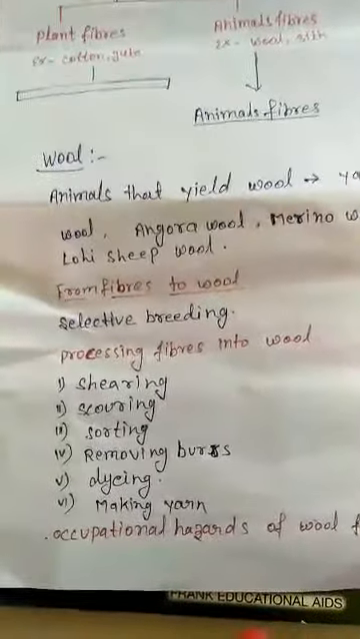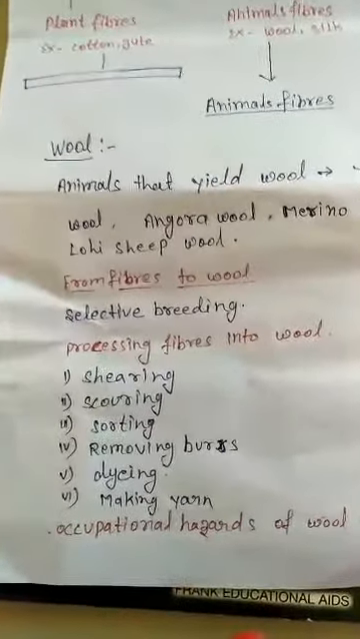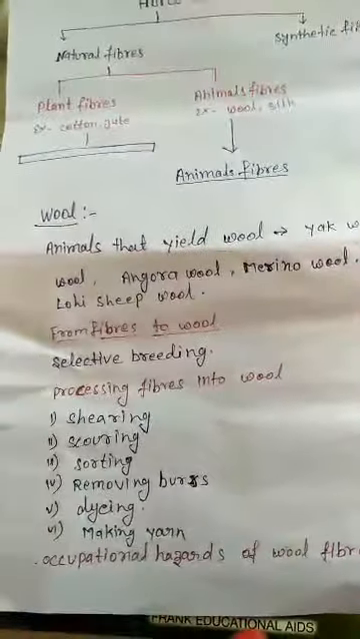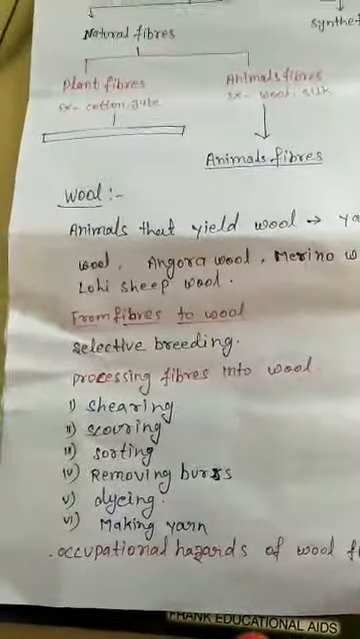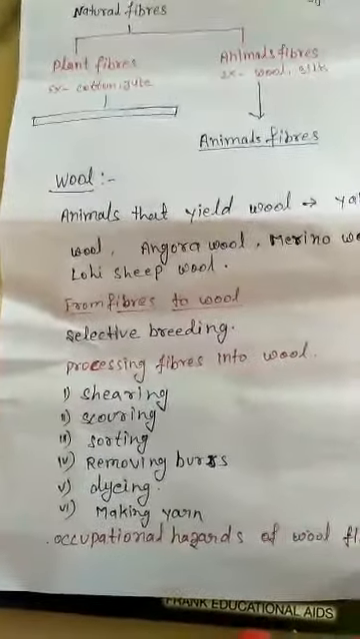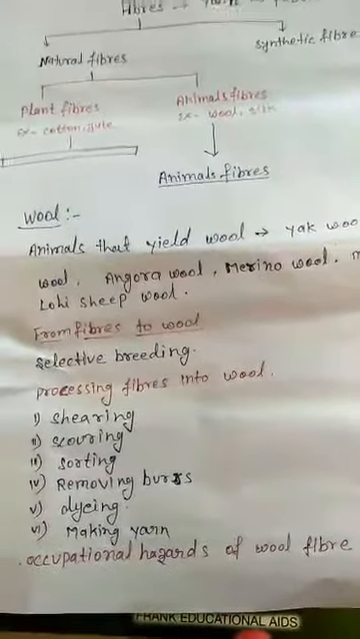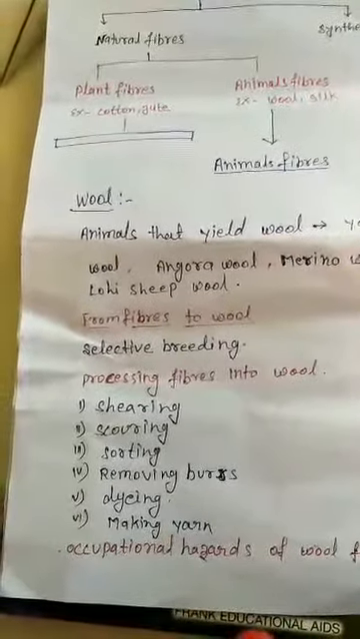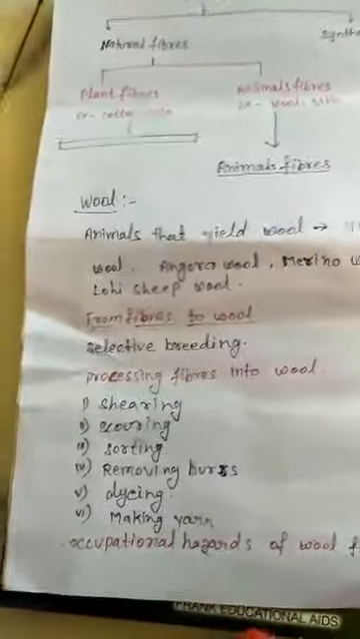Next is processing fibers into yarn. This is a very important process. This is the whole process by which we get wool from animal fibers. The first step is shearing. Shearing is the process of removing fleece or hair from the sheep's body with electrical or manual clippers.